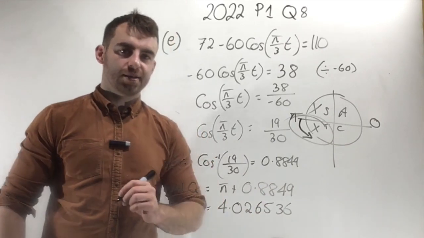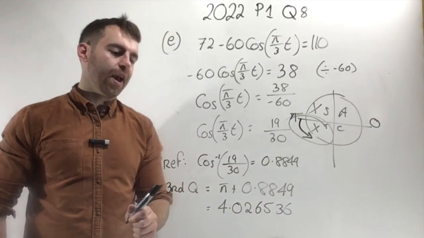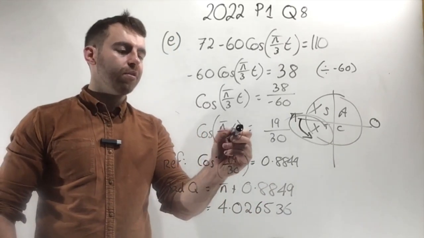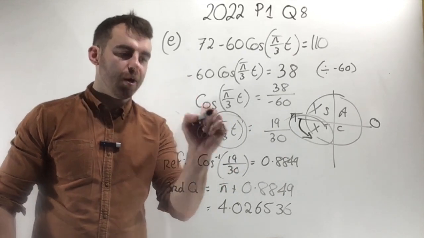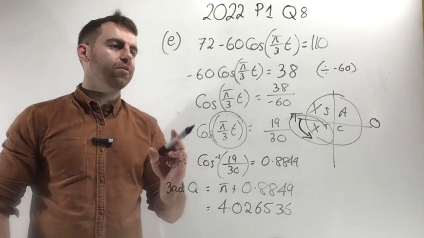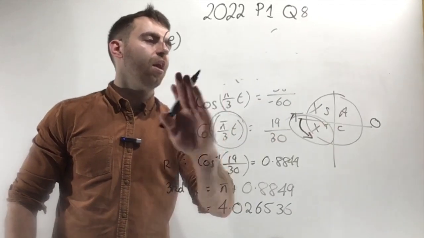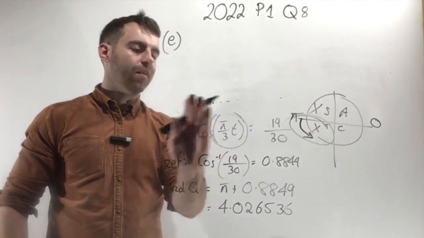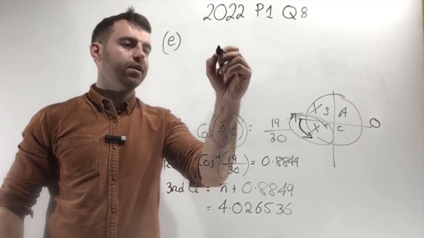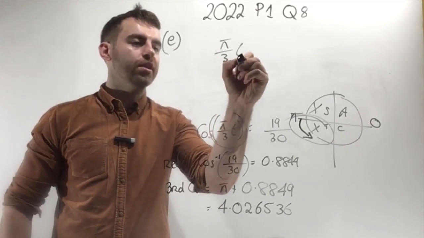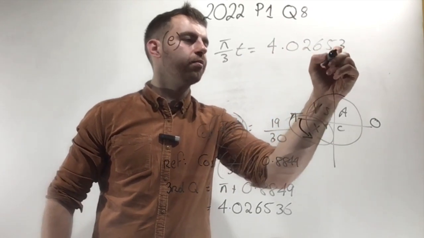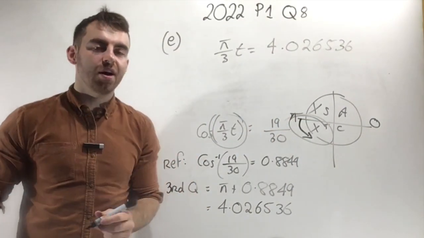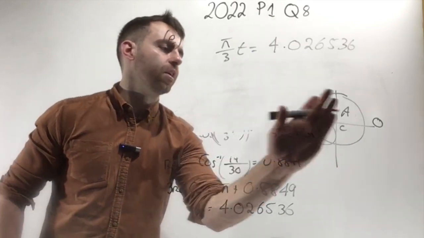4.026536 radians. But now don't forget that what we're after doing is working out a value for pi over 3 times t. I don't want a value for pi over 3 times t, I want a value for t. So to finish this off, we have to do just a little bit of algebra. We're after solving: pi over 3 times t equals 4.026536. And if we solve this to find t, we'll get our final answer.